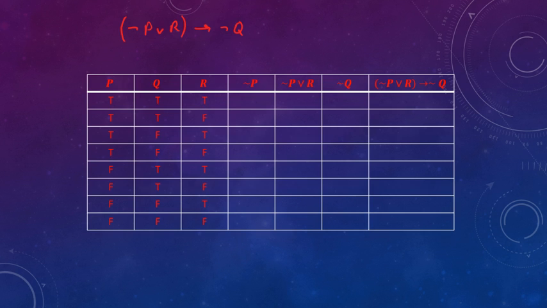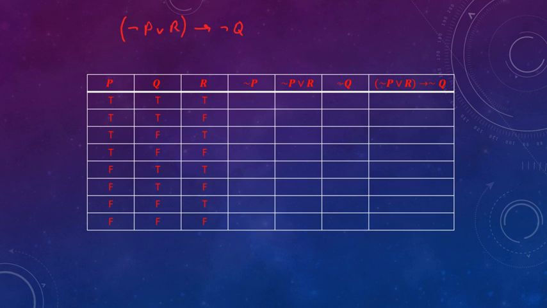And then that not P is part of a disjunction, so we need the column for the disjunction, not P or R. We also have a not Q as the conclusion of our conditional, so we need a separate column for the not Q. And then we need a column for the entire logic form itself, not P or R implies not Q. So we have our 8 possible combinations of truth values for P, Q, and R.